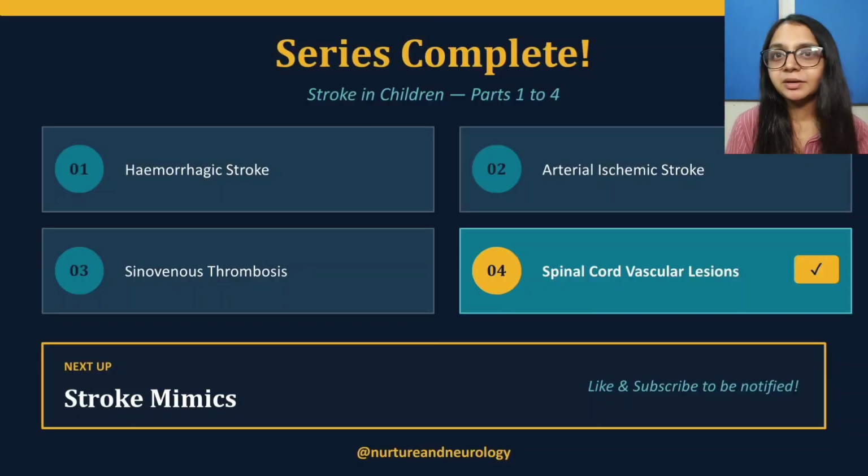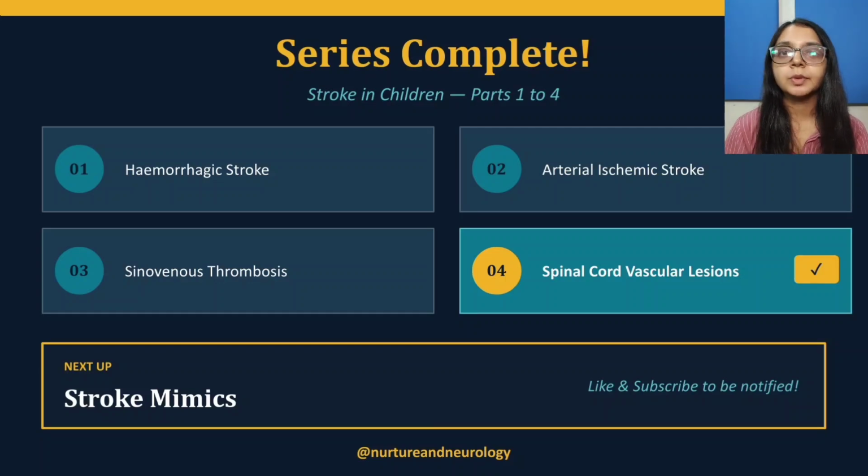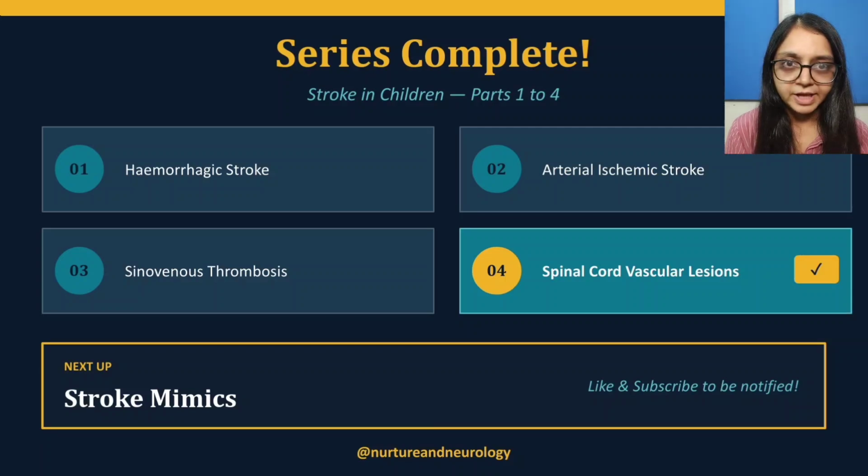And that wraps up our stroke in children series. We've covered arterial ischemic stroke, hemorrhagic stroke, sinovenous thrombosis and spinal cord vascular lesions. Next up, we have stroke mimics. Same clinical presentation, very different diagnosis. That one is going to be a really practical video.